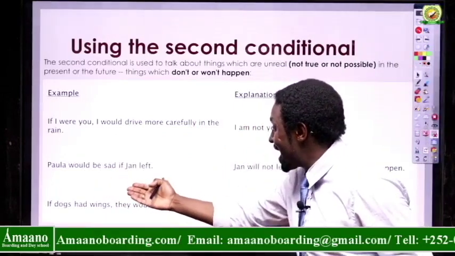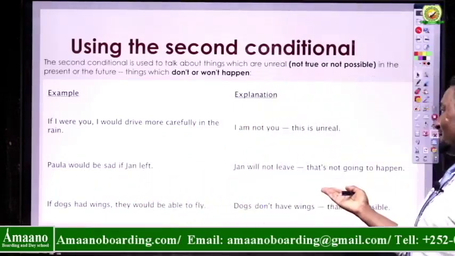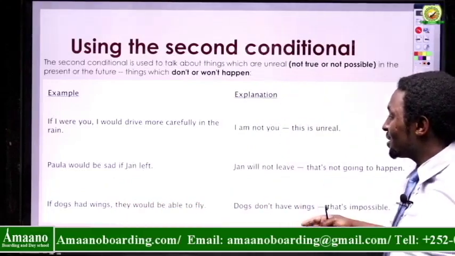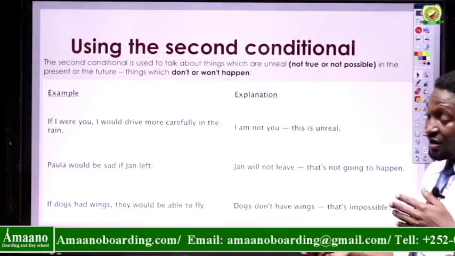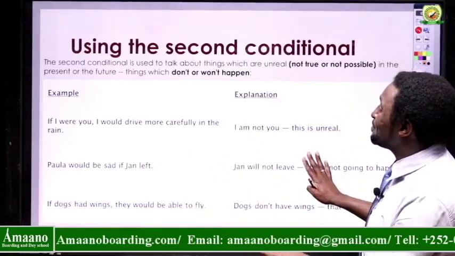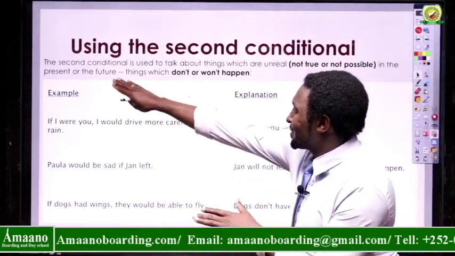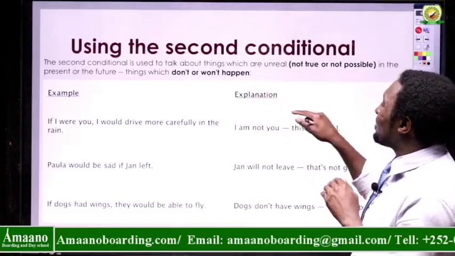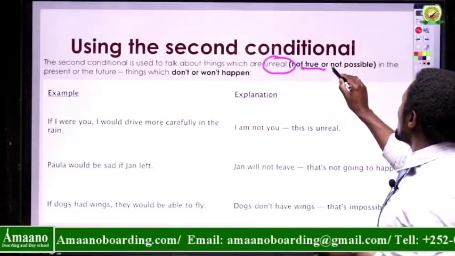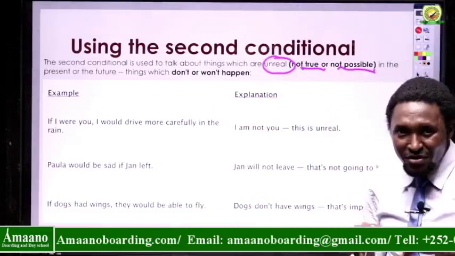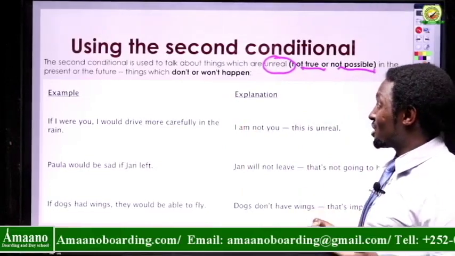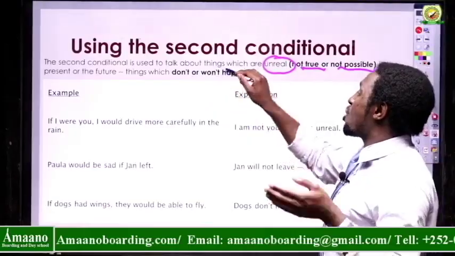Paula will be sad if Jan left. Jan will not leave, so that's not going to happen. If dogs had wings, they will be able to fly. We know that dogs don't have wings, so that is impossible. And these sentences explain clearly that the second conditional is used to talk about things which are unreal, not true, not possible in the present or future. Remember that it is in the present or in the future. Things which don't or won't happen.